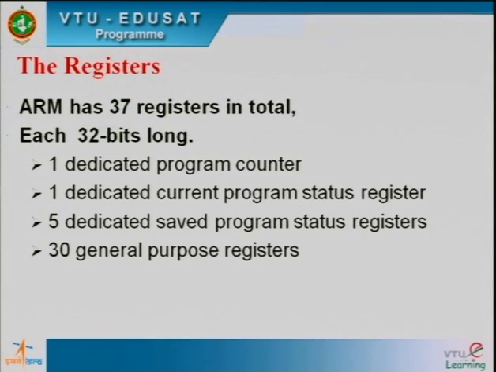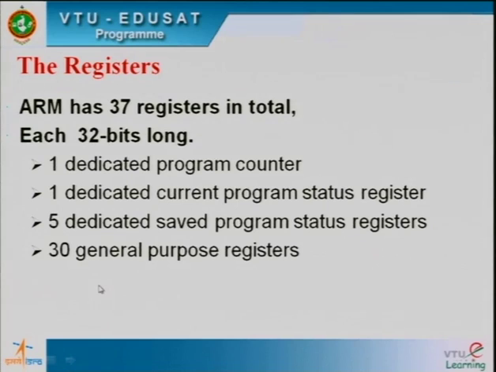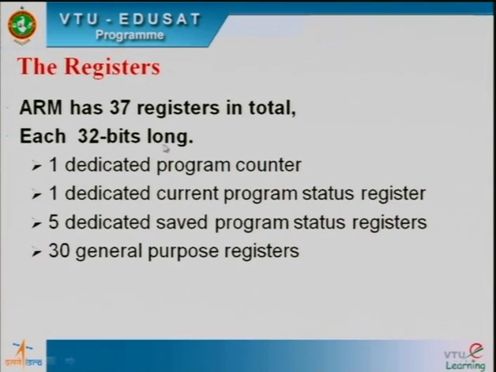So regarding the registers of ARM, as I said, in the previous diagram we showed that only these registers are available, and I said that there are other registers also available. In total, ARM has 37 registers. In the previous diagram we showed only R0 to R15, 16 registers, along with CPSR, the processor status register, so 16 plus 1, 17 registers. But now I am saying that ARM has a total of 37 registers, and each register is 32 bits long.